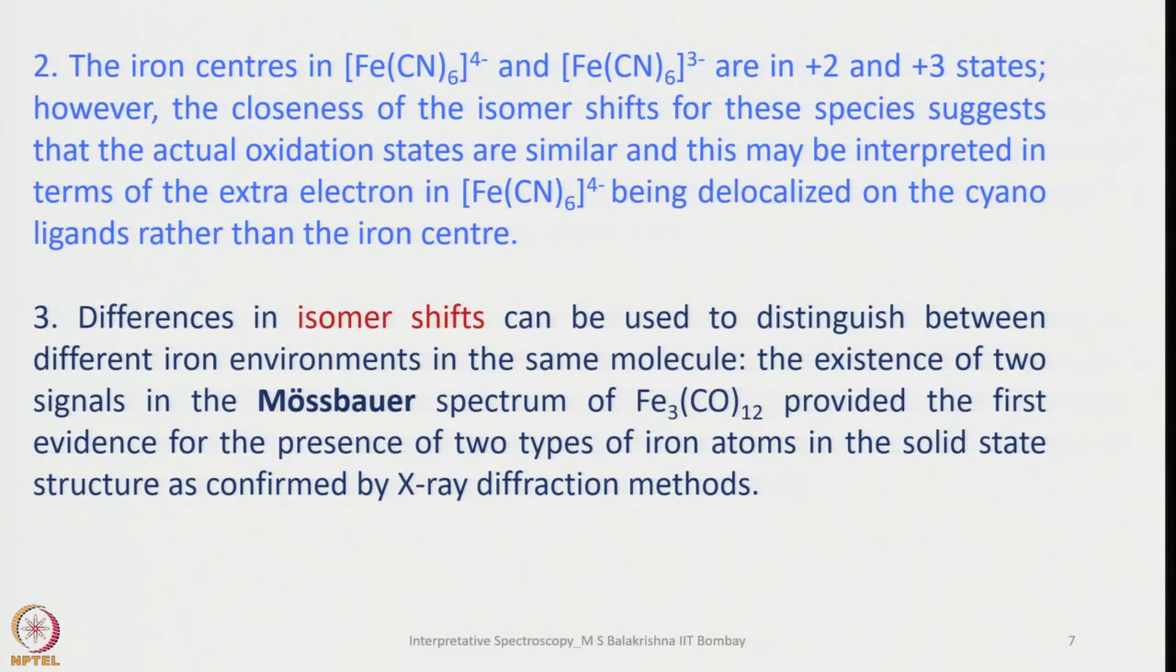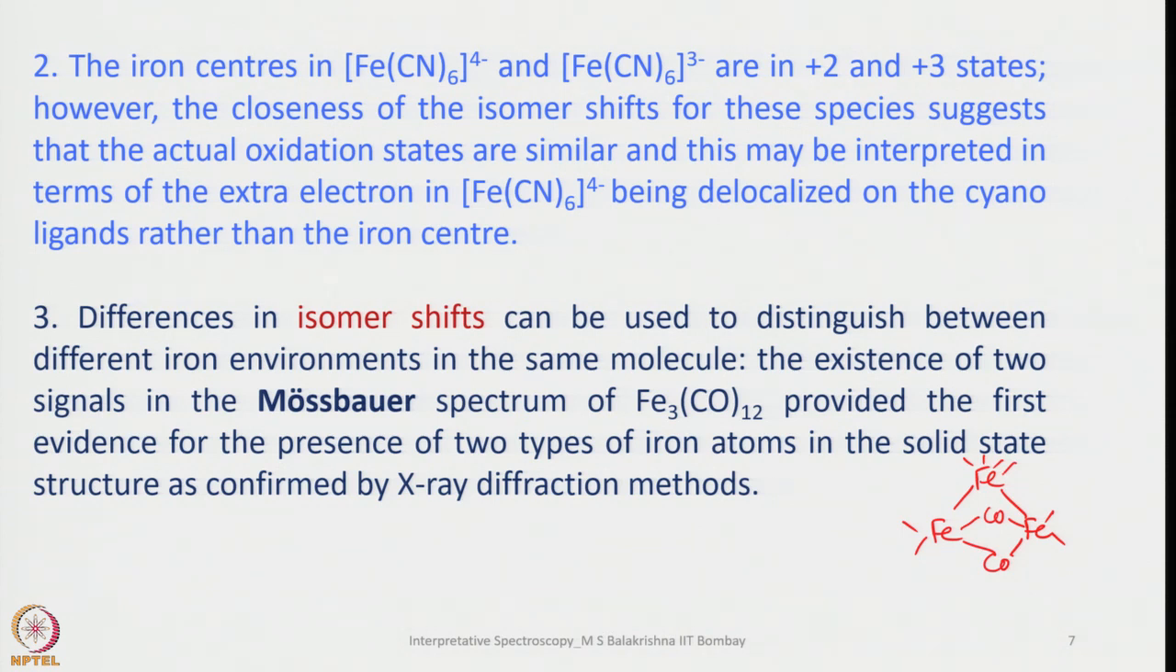So the existence of two signals in the Mössbauer spectrum of Fe3(CO)12 provided the first evidence for the presence of two types of iron atoms in the solid state structure, as confirmed by X-ray diffraction. If you look into the structure of Fe3(CO)12, we have two bridging carbonyls here. Rest will be different. So this we should remember.